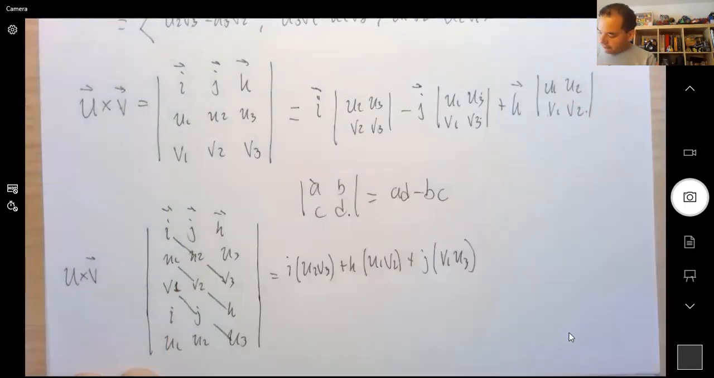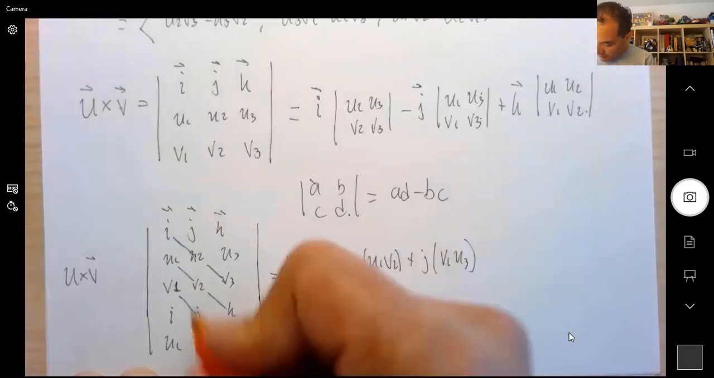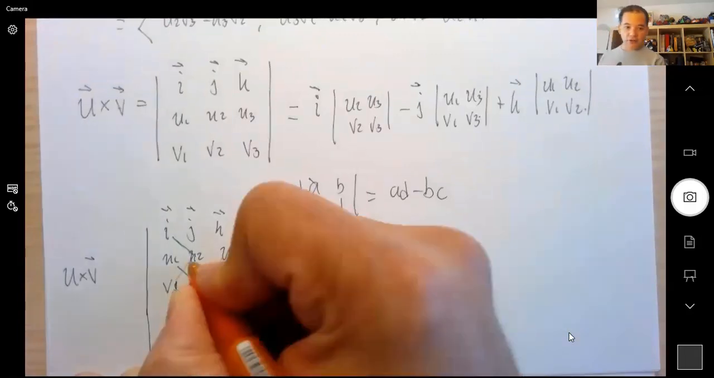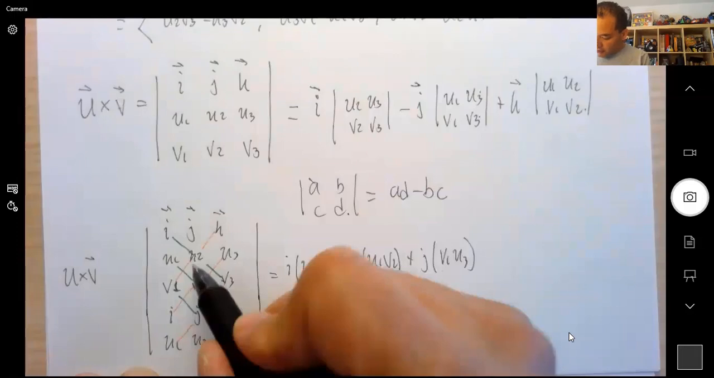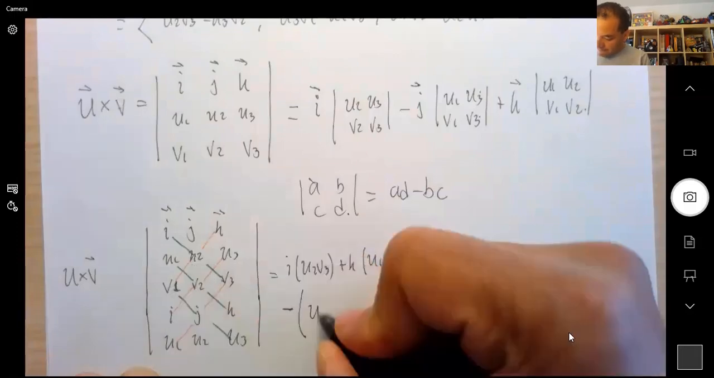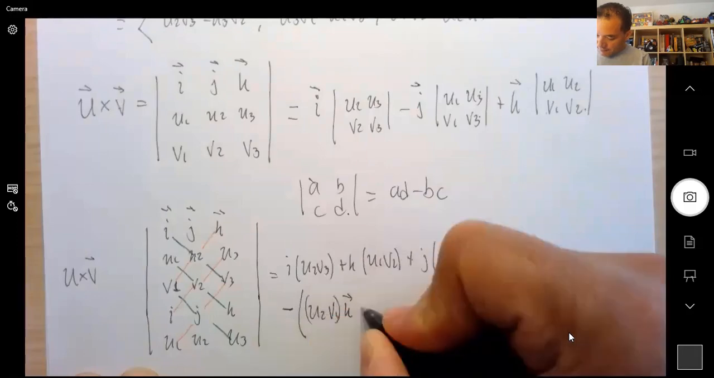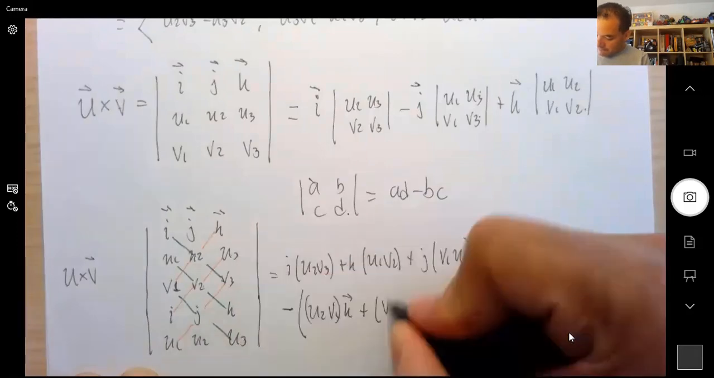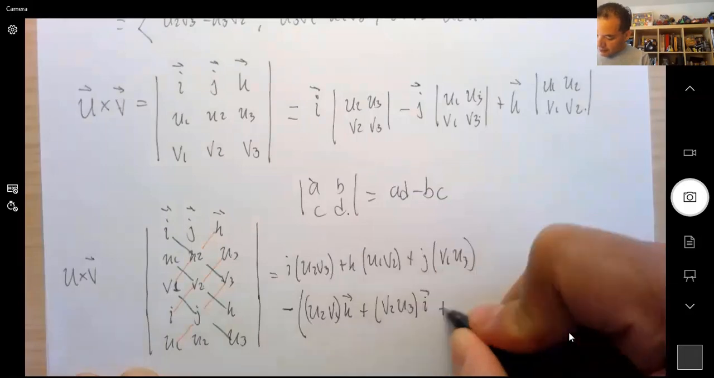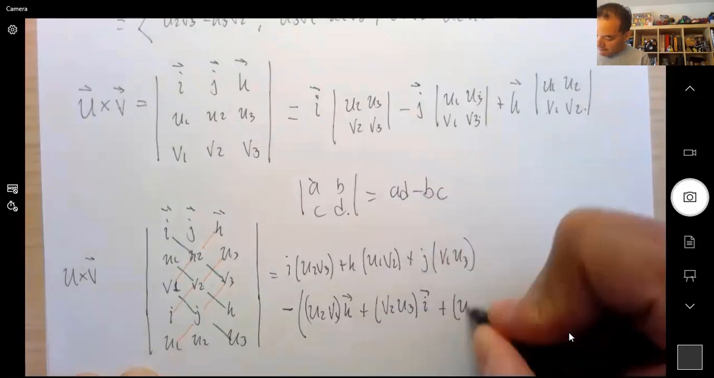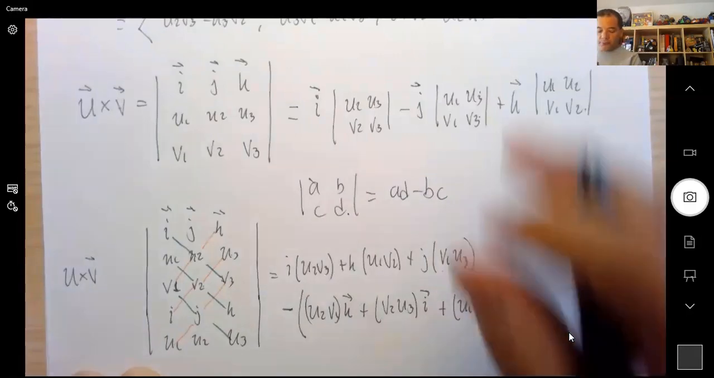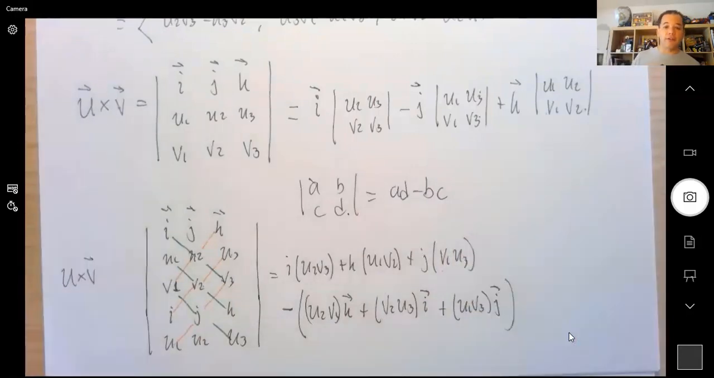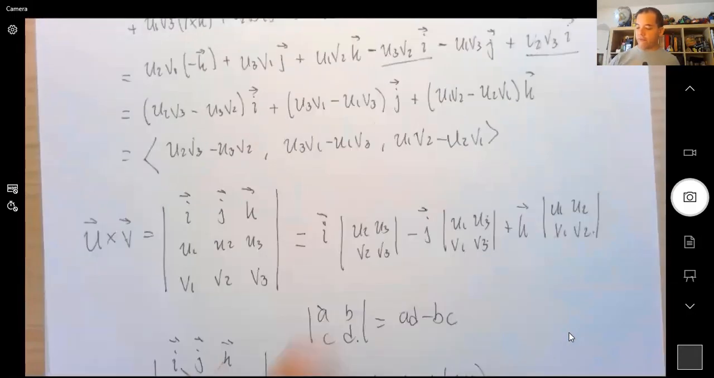And then you do minus, and now you go over the opposite diagonals, these orange ones. The orange ones are U2V1K, V2U3I, and U1V3J. All right. Either way, whichever of the two you prefer, either way, it gives you the correct answer, and it is a shorter way instead of trying to remember this long formula, right?